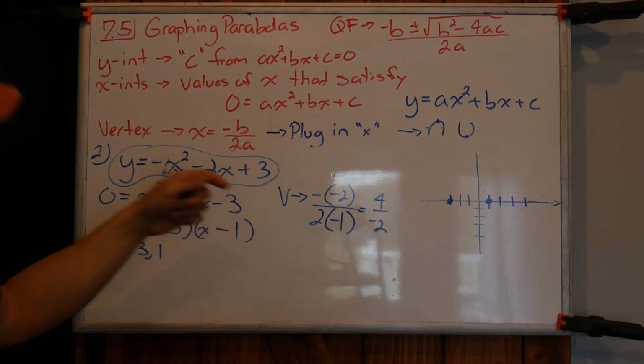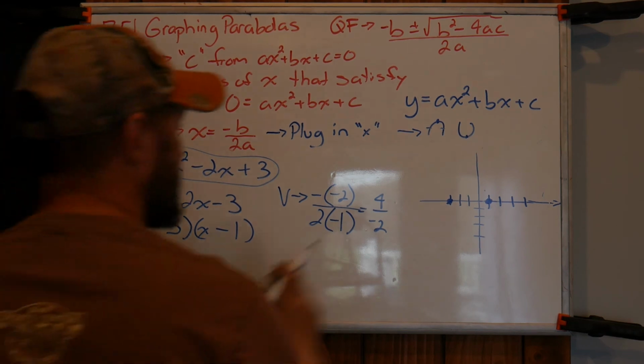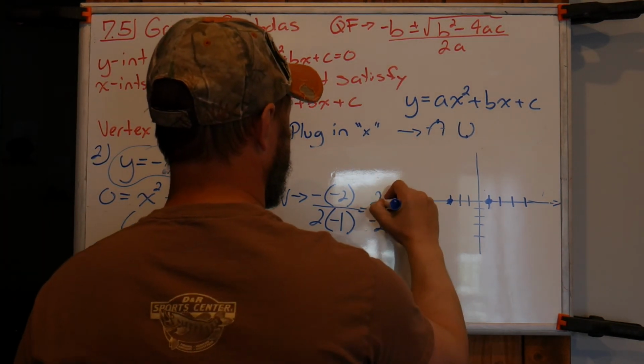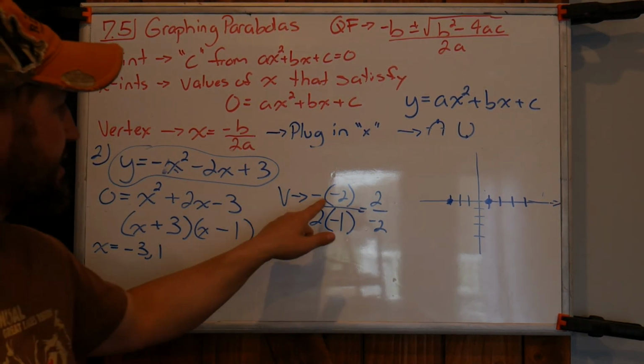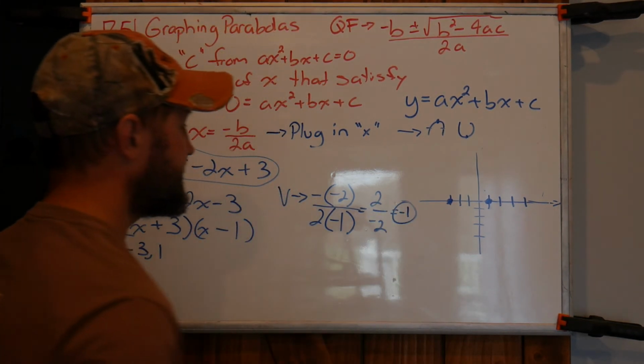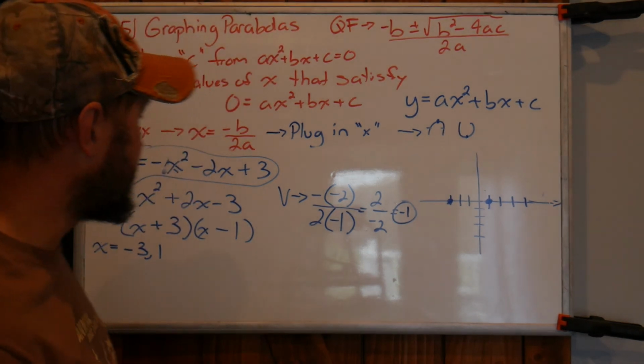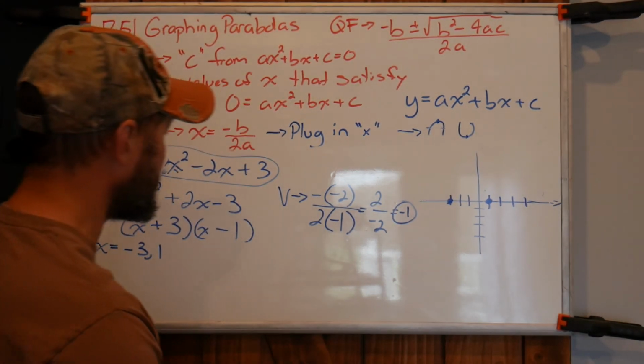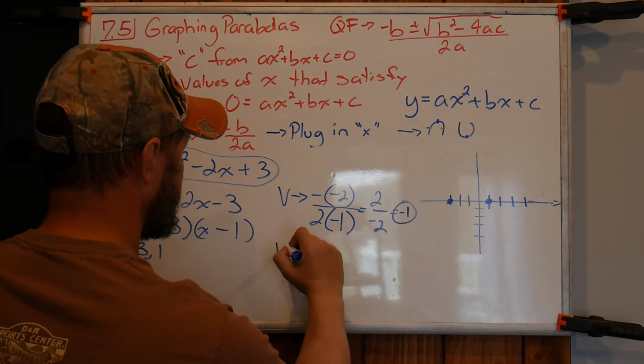What I end up with is a positive 2 over a negative 2 equals negative 1. That's small. You probably can't even see it on there. Hopefully the autofocus is doing okay. I might switch back to manual for the next one.